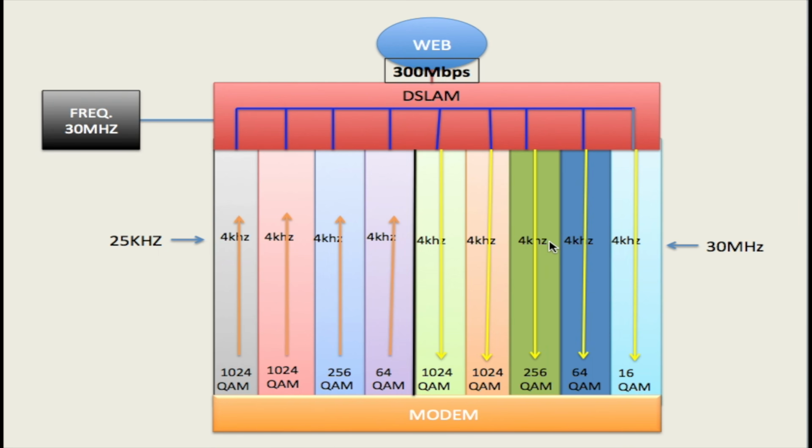So once that is done, the DSLAM will send the modem instructions on how to set up its upstream based on the information that the modem had already sent the DSLAM. So the modem would set up the upstream based on that information. It's using 1024 QAM for these two, 256 QAM and 64 QAM. Once that is done, the DSLAM and the modem are synchronized.